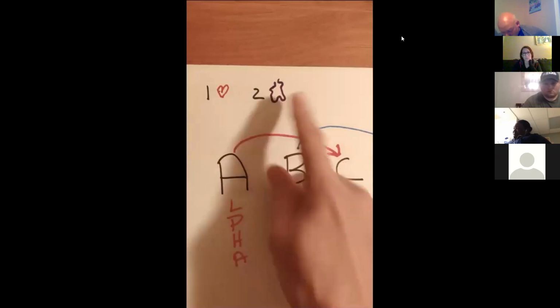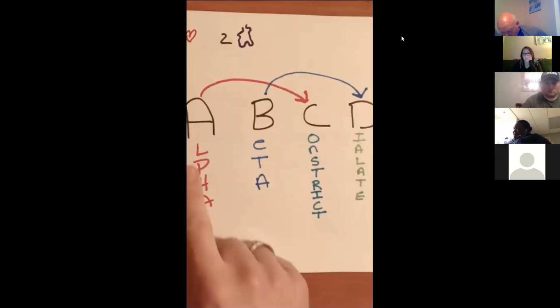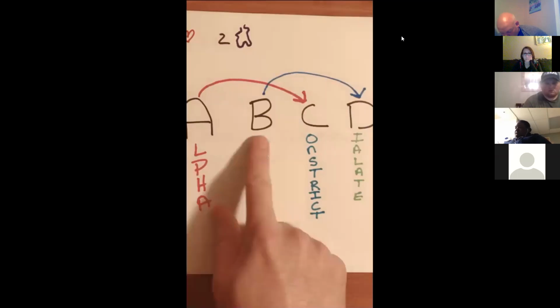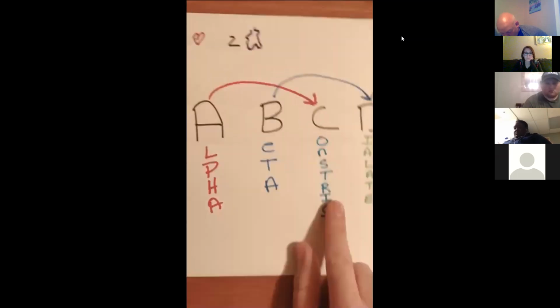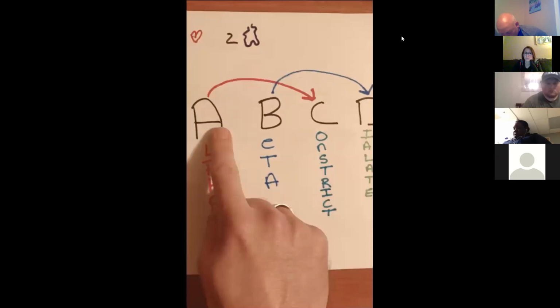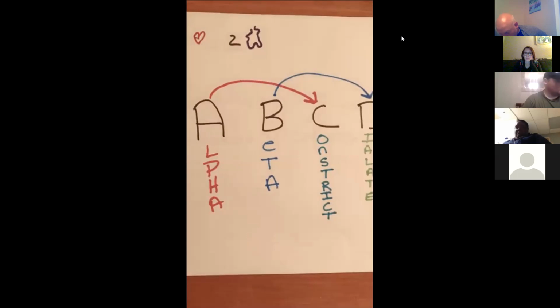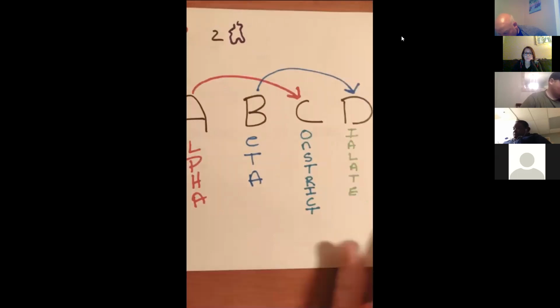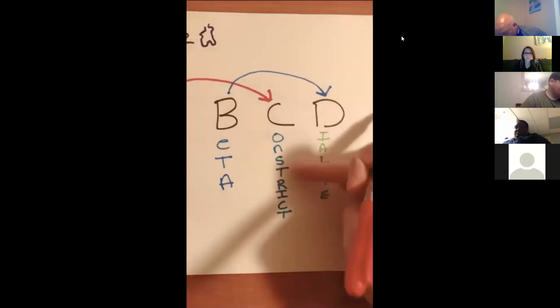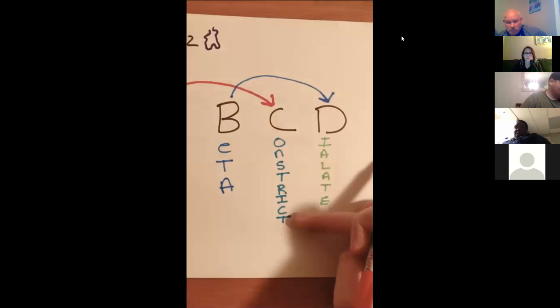So you do write this out: A, B, C, D, just like the alphabet. To help you more with some concepts, you can write alpha right here. So we can write alpha for A. For B, we're going to say beta. For C, we're going to say constricts. And for D, we're going to say dilate.